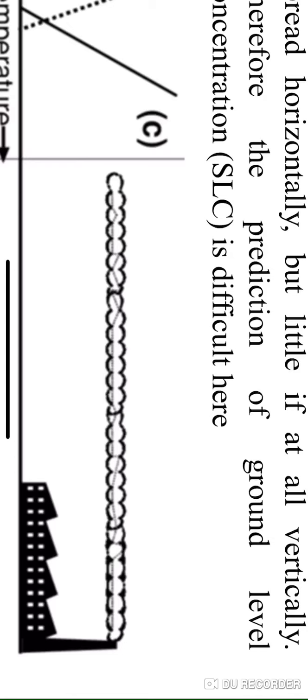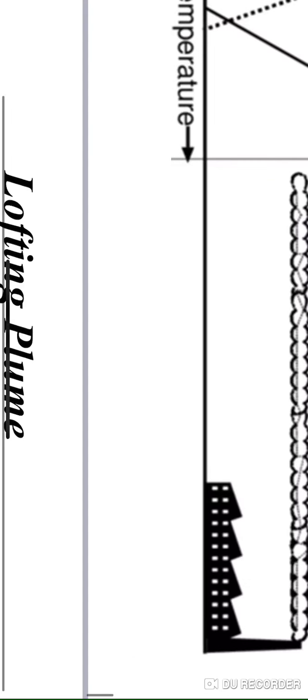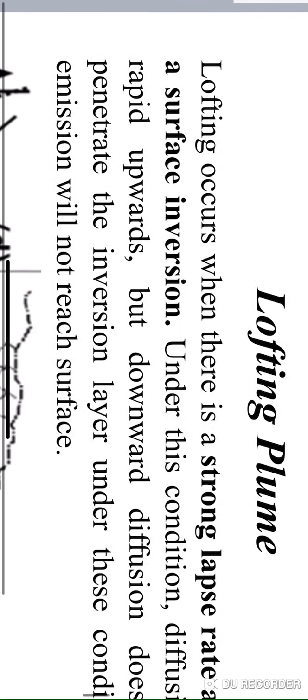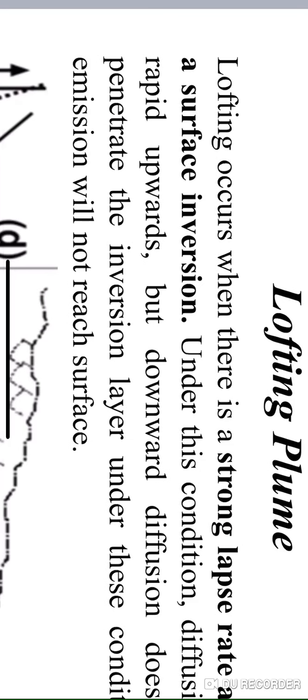You can see the figure here. It is moving in a straight line. How long it will move straight and when it is going to drop will be quite difficult to say in this case. Then the next one we are going to study is the lofting plume.